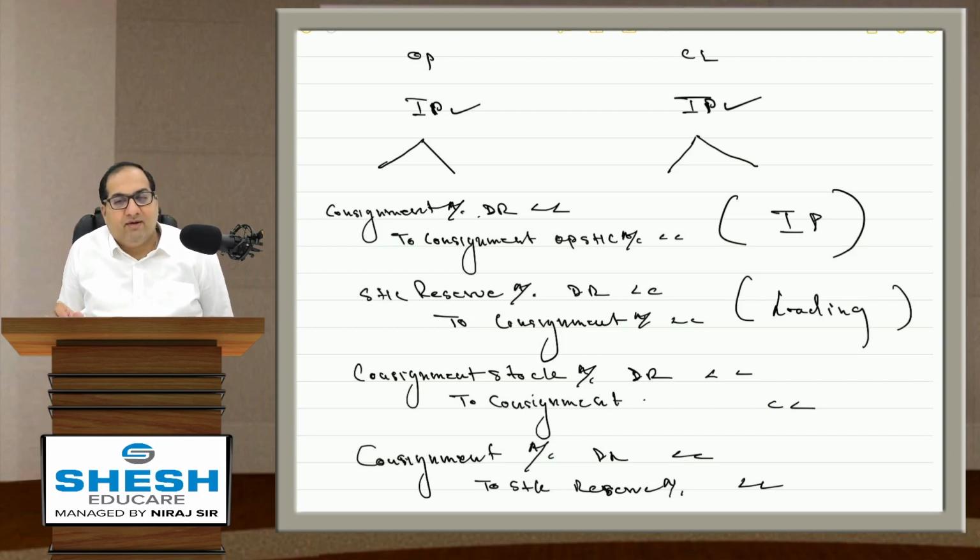Lastly, I made you repeat this a thousand times, but this is the most important thing and nobody will give you instructions for that. The moment you write invoice price on the debit side of any account, loading element has to come on the credit side of the same account to get cost. And the moment you record invoice price on the credit side of any account, the loading has to come on the debit side of the same account to get cost.